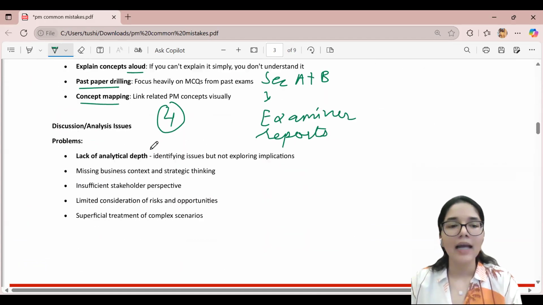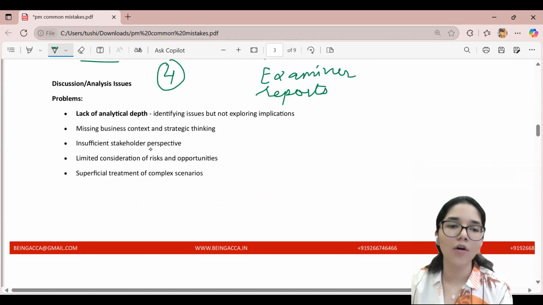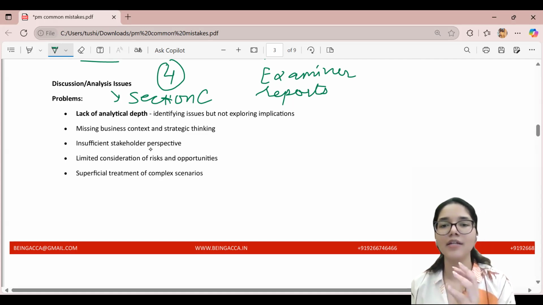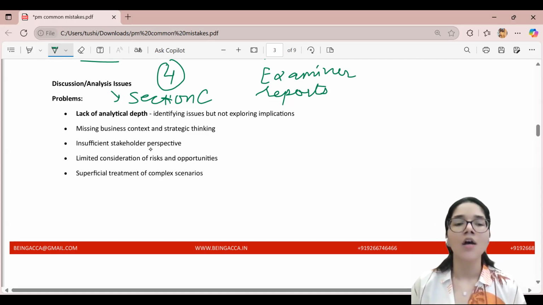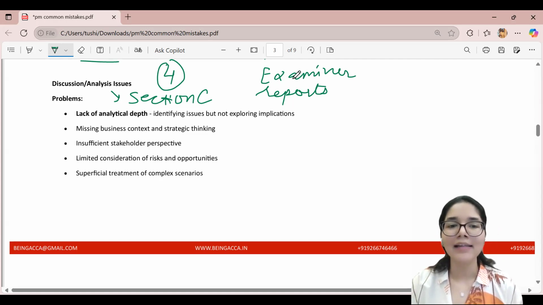Now coming to the discussion and analysis issues, as you can already understand, this pertains specifically to section C of the paper. Now, section C of the paper is where you're supposed to discuss the things. You have requirements where you're supposed to analyze the things. So the problem which the majority of the students are facing over here is you all lack analytical depth.